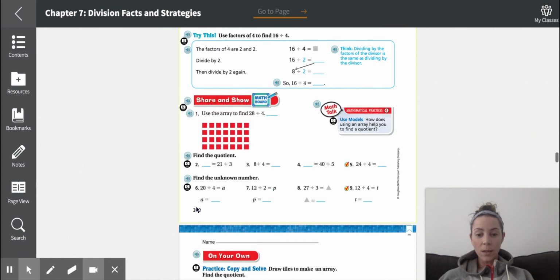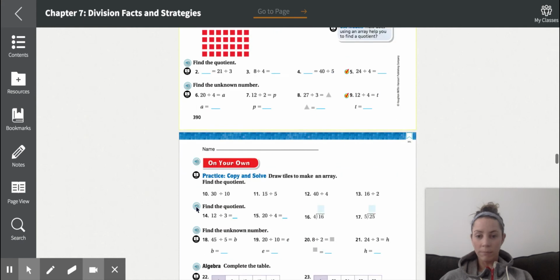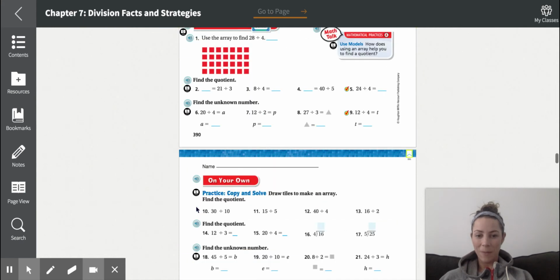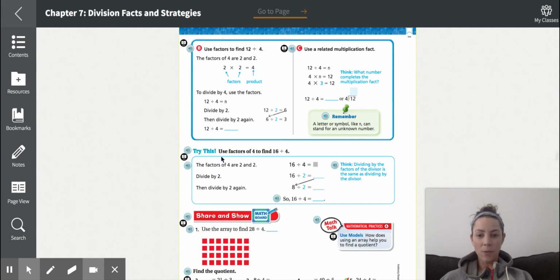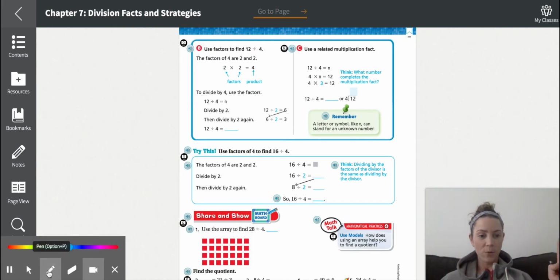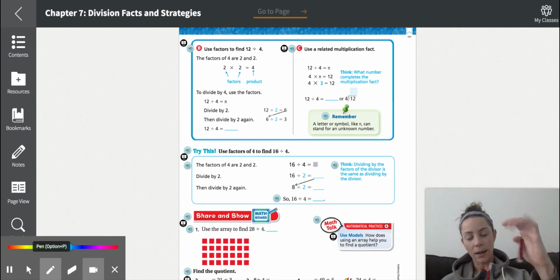Okay, we are continuing lesson, I'm trying to remember, 7.5 here. I'm on the second page now. And this first strategy on this page is a brand new strategy, okay? But we're going to practice it in this lesson. You'll practice it again in another lesson.